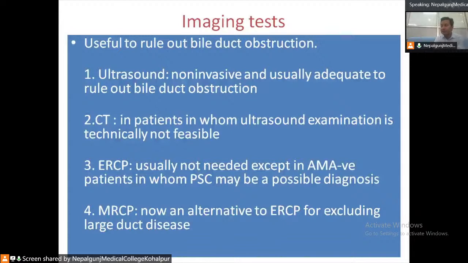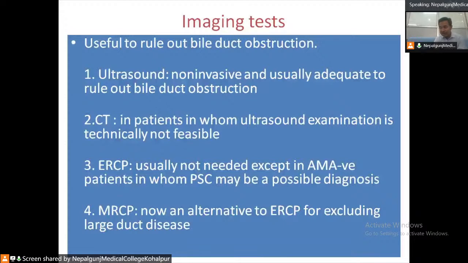CT abdomen is generally indicated when you are not able to rule out extrahepatic biliary obstructions. For example, the patient is very fatty, an obese patient, and it is very difficult to visualize the common bile duct. CBD lesions or CBD stones are undetected by ultrasound in more than 50% of cases. It's a very distal CBD. So in those cases, you can do a CT scan.